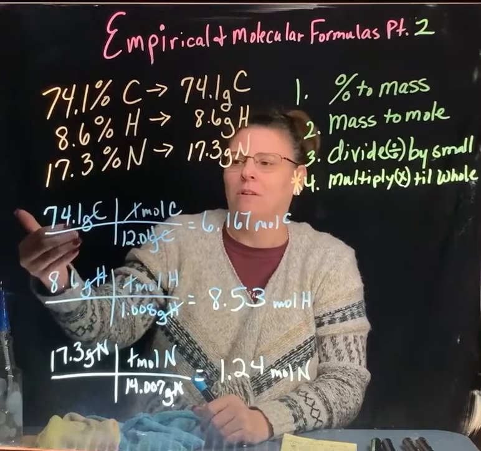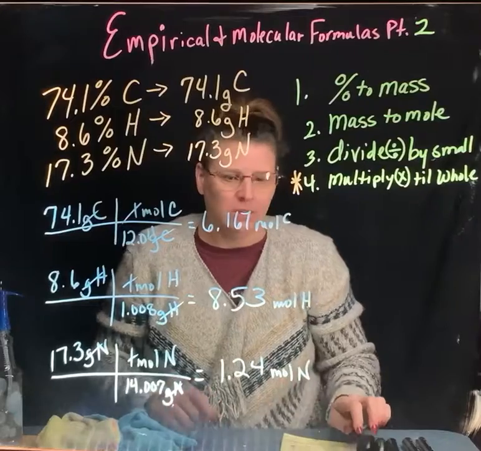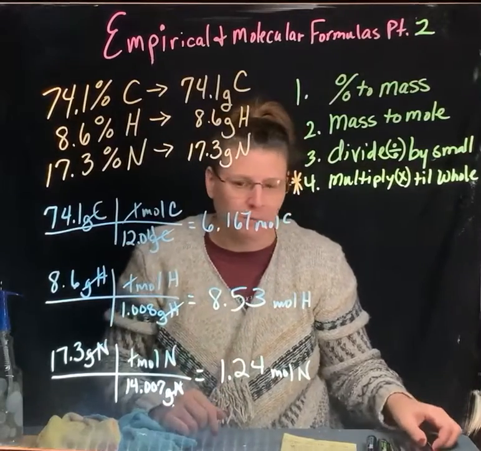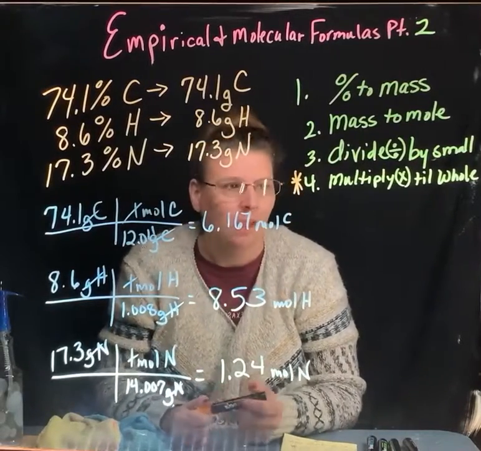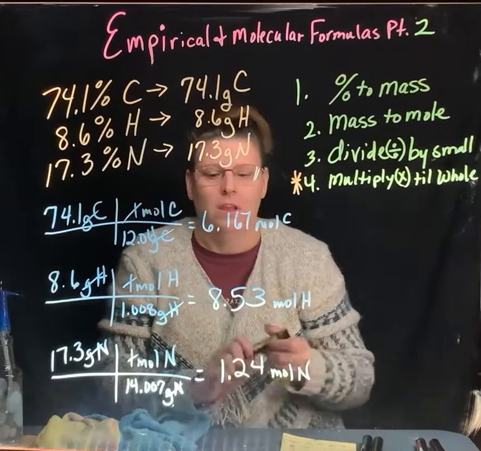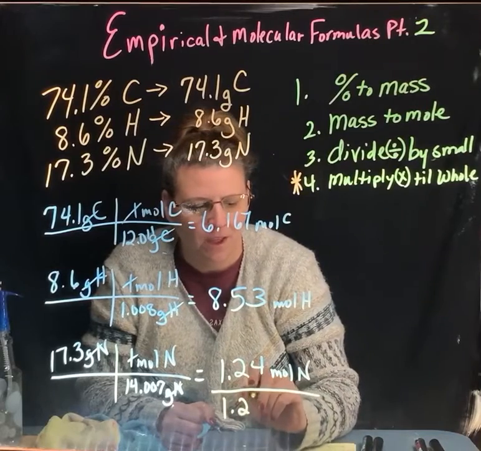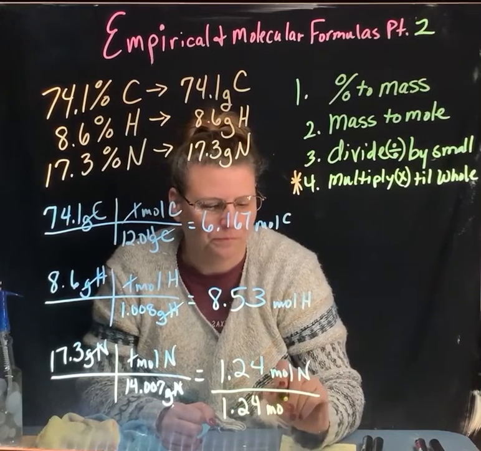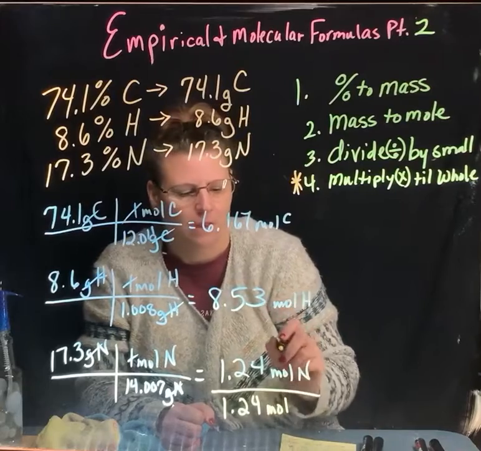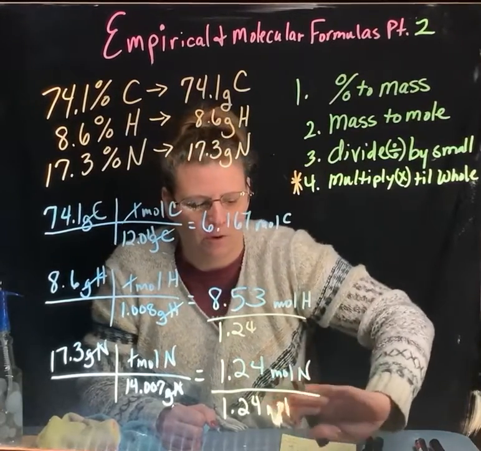Mass to mole, railroad tracks. Divide by small. Okay, so here we're going to take all of these and find the smallest one. In this case, the smallest one is 1.24. So you're going to take every single one of them and divide by the smallest. And you really don't need the moles on this, just 1.24, sorry. You don't need the moles.